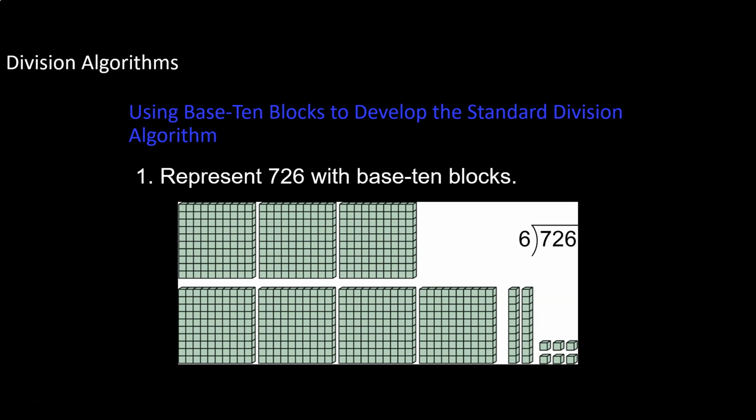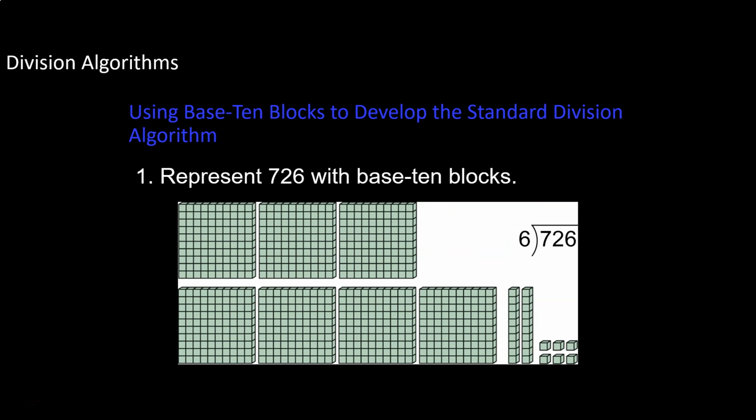Now let's look at some division algorithms. First, we're going to start using blocks. So if I wanted to compute a division, like 726 divided by 6, I could write it this way if I want. In fact, I can write it a few other ways. I could write it as 726 ÷ 6 or 726 divided by 6. We can write it any which way we want. It still means the same operation.